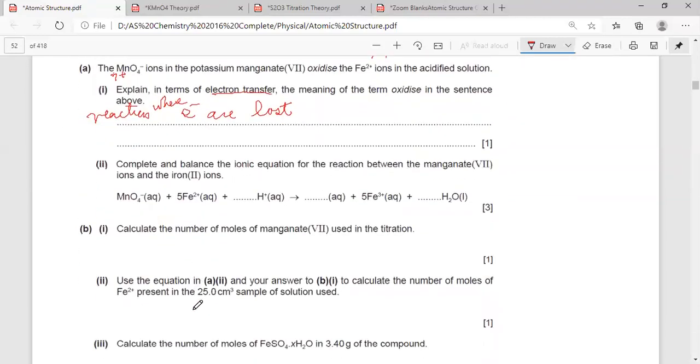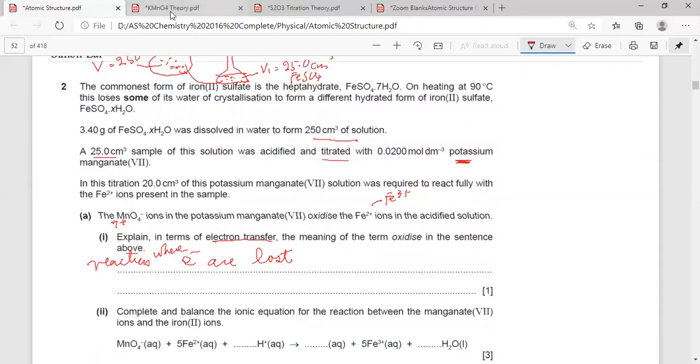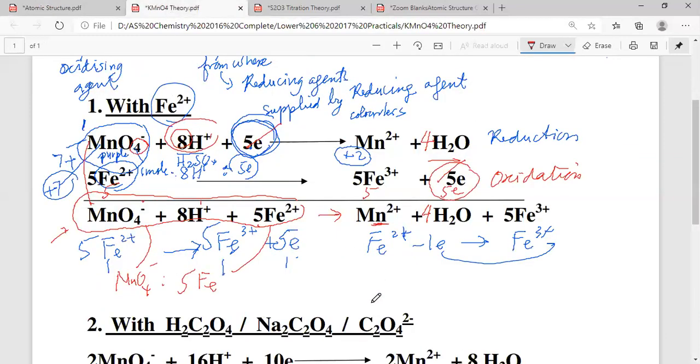Now here, complete and balance the equation for the reaction between the manganate ions and iron(II). Easy, isn't it? If you know the theory which I explained to you just now, you can actually derive what you want. But this is okay. So how many moles? Here, 1 mole.